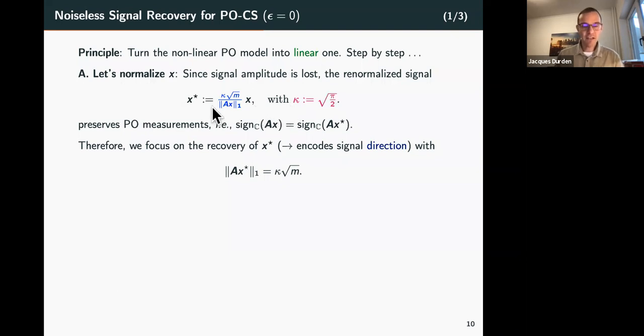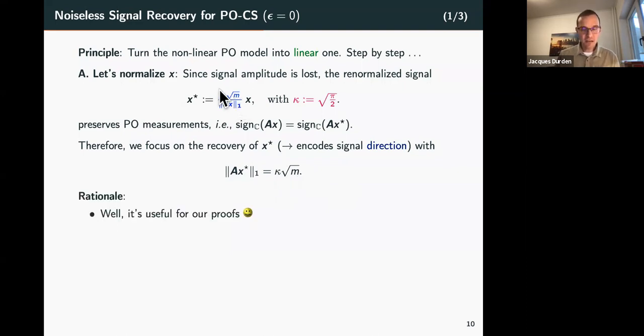In particular, I have the right to define a new signal X star, which is just parallel to X up to this normalization constant, where the value of kappa is this quantity. The reason why I'm using this normalization constant is that, if I consider the L1 norm, which is an important norm for the rest of the analysis, the L1 norm of AX star is always going to be the same value, thanks to this normalization. Because of that, I know that any estimate I'd like to get will have to respect this.